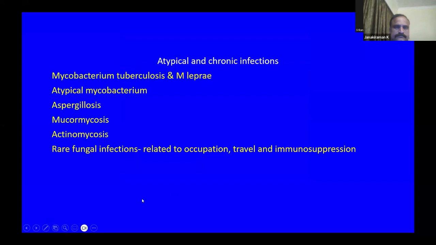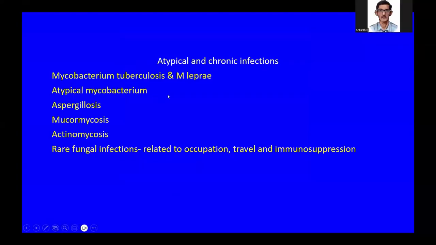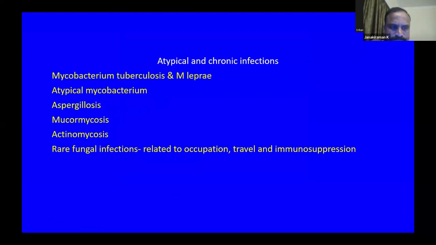One can have atypical and chronic infections also, because these are surgical curiosities, and the offending agents are usually mycobacterium, atypical mycobacterium, fungal conditions like aspergillosis and mucormycosis. Actinomycosis is also a possibility. It's a bacterial infection, but it gives rise to a severe chronic kind of an infection.